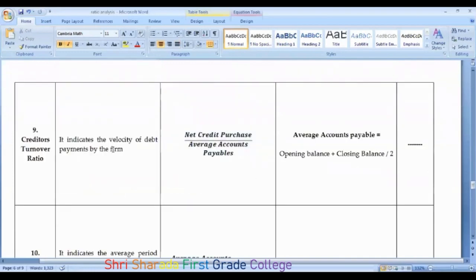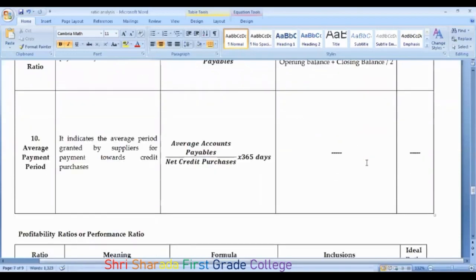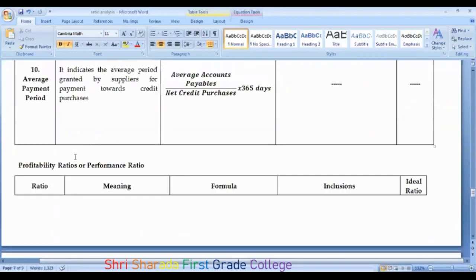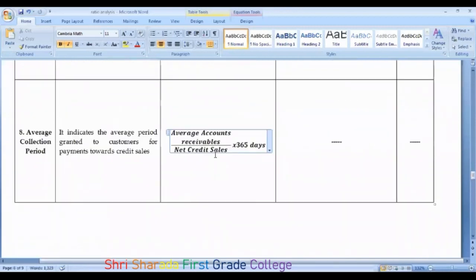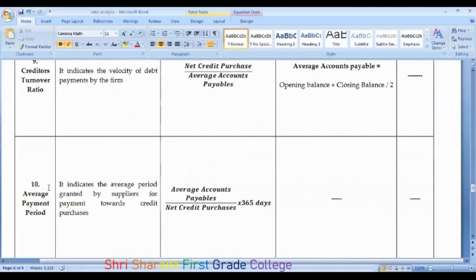Credit turnover ratio indicates the velocity of debt payment by the firm, its soundness. Net credit purchase divided by average accounts payable. Here also, average accounts payable will be opening plus closing divided by 2. And there is also the average payment period, which compares the average accounts payable with the net credit purchases. See, for average collection period it is net credit sales, but average payment period changes to credit purchases.